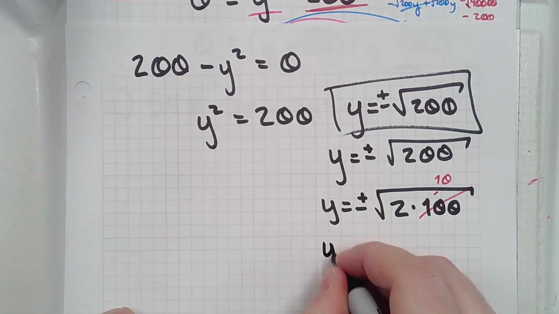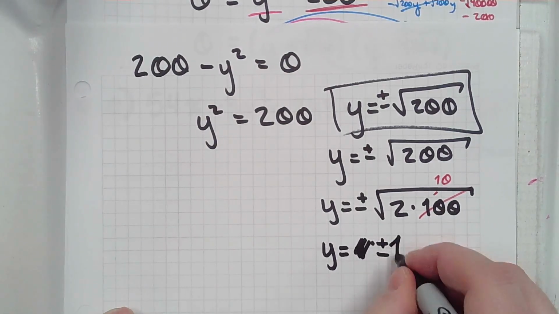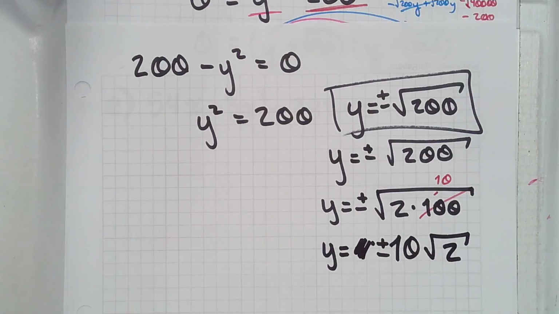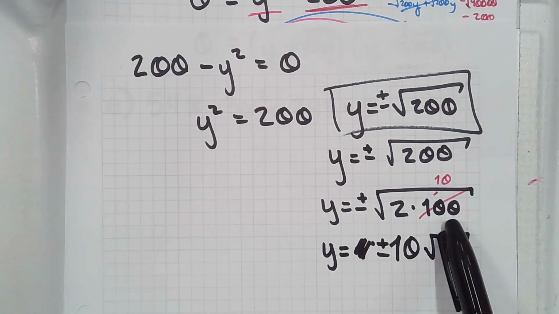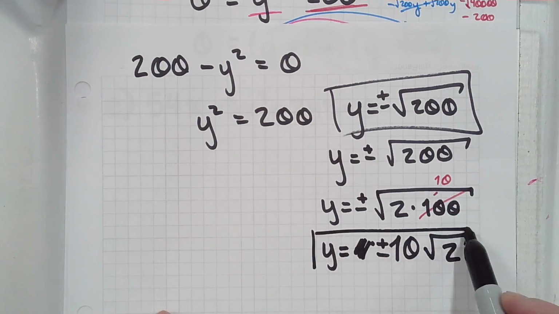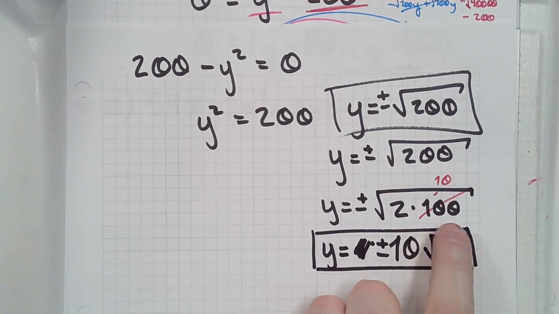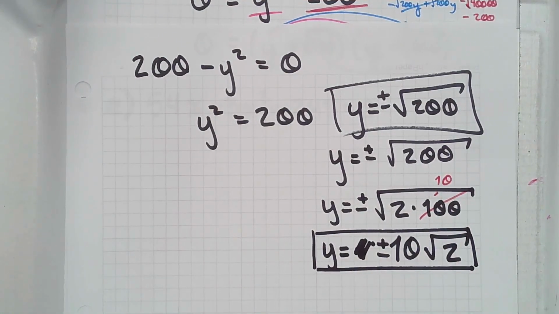So another way to write this is y equals, let's get the plus or minus in there, plus or minus 10 root 2. So we rooted as much as we could out of it. We can't root 2 because 2 doesn't break down, right? The number times itself that gets you 2 is 1 and change, so we're just going to leave that alone. So that's another possible answer. Break it down by factoring and try to root as much as you can.